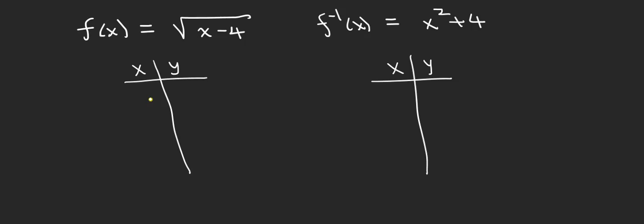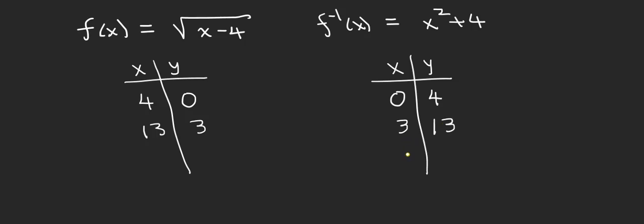So again, let's see what happens to our domain and range of f of x and f inverse of x. When x equals 4, you know that the y value of f of x will be 0. So what happens when you plug in 0 for x? You get 4. What about 13? When x equals 13, it's going to be radical 9, which is 3. When x is 3, 3 squared is 9, 9 plus 4 is 13.